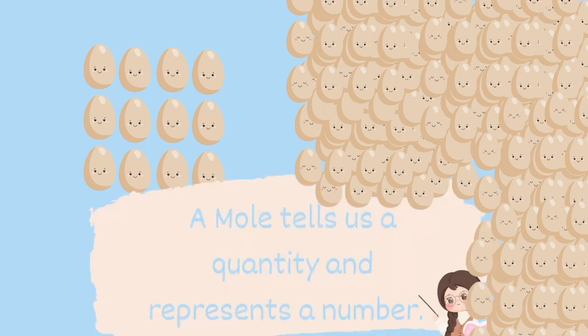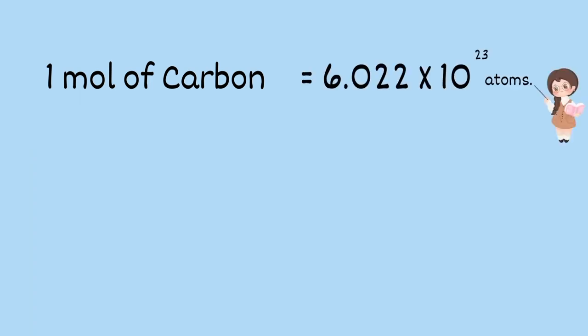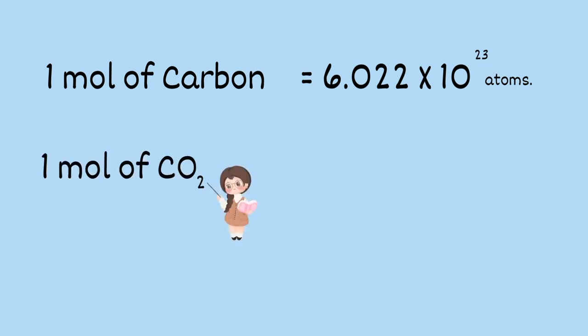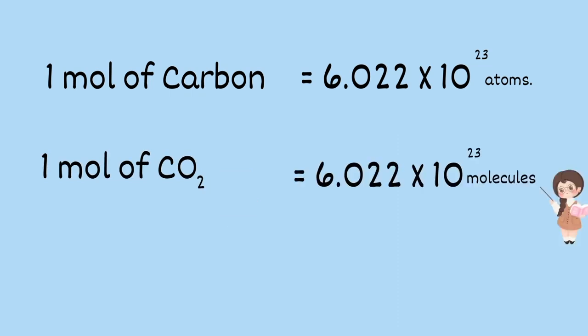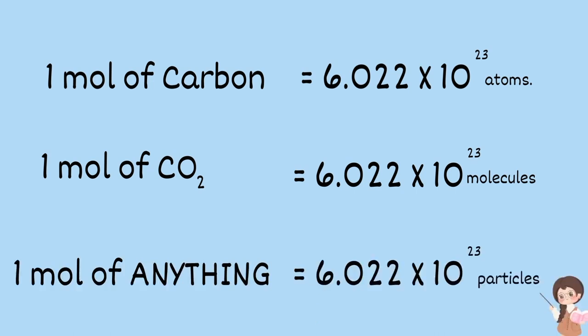Remember, a mole tells us the quantity and represents a number. We have 1 mole of carbon, and that would be equal to 6.022 times 10 to the 23rd atoms. We can also have 1 mole of a compound like CO2, and this would be equal to 6.022 times 10 to the 23rd molecules. In fact, we can have 1 mole of anything, and it will be equal to 6.022 times 10 to the 23rd particles.